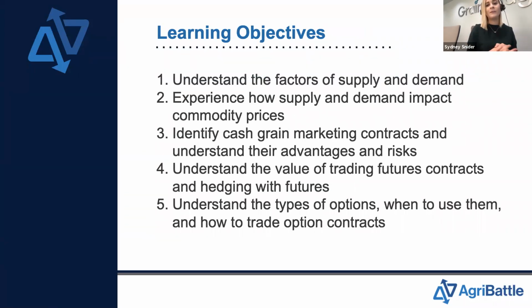So our learning objectives with this, I've already kind of said these. Our particular tool is really for players in the game to have a strong understanding of supply and demand, how that impacts the movement of commodity prices, and understanding cash grain marketing contracts. AgriBattle is currently used just for corn, the only commodity we're working with selling and trading. It also helps players understand the advantages associated with the grain contracts available in the system, and the value of trading futures contracts, using options contracts, and hedging with both futures and options.